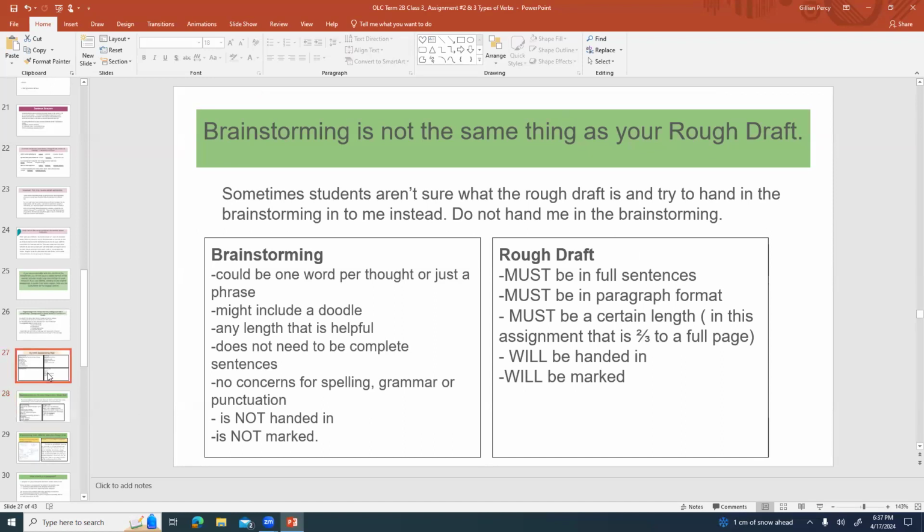Every now and again, I get people who will hand me in this, but it's fine to hand it in, but I don't really give any marks to it, right? I'm not looking for that. I'm looking for the rough draft for this assignment, for this version.